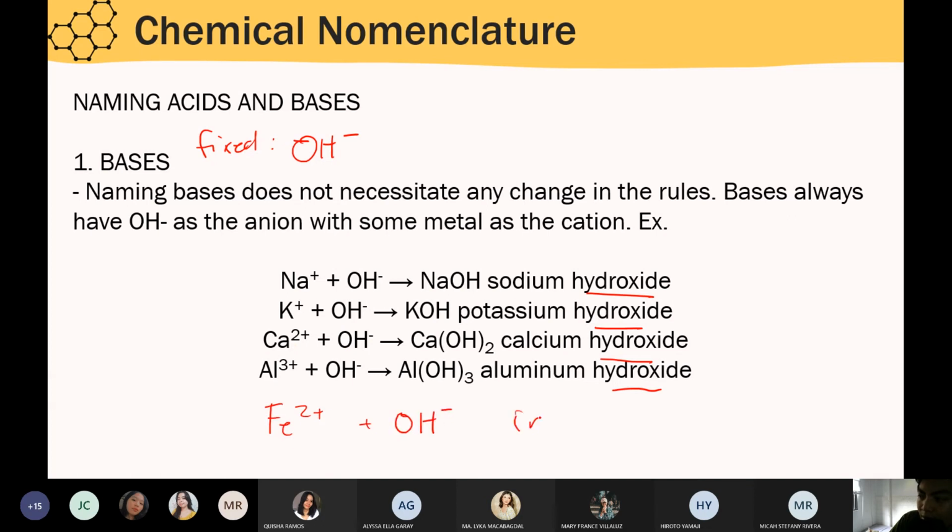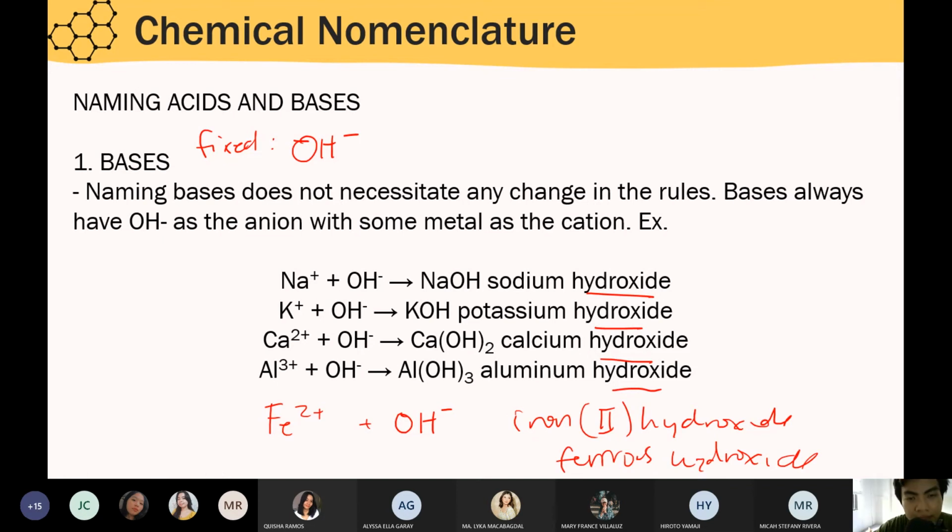What's the name of this thing? This is iron 2 hydroxide, or we can also name this as ferrous hydroxide. As long as your formula ends with OH, that means it is a base. And what's the use of bases? We use bases as neutralizer for the acid. For example, if you take Kremil-S and look into the ingredients, you can see there magnesium hydroxide, aluminum hydroxide. So the hydroxides there give you an idea that it contains OH minus, and that is used to neutralize acids.